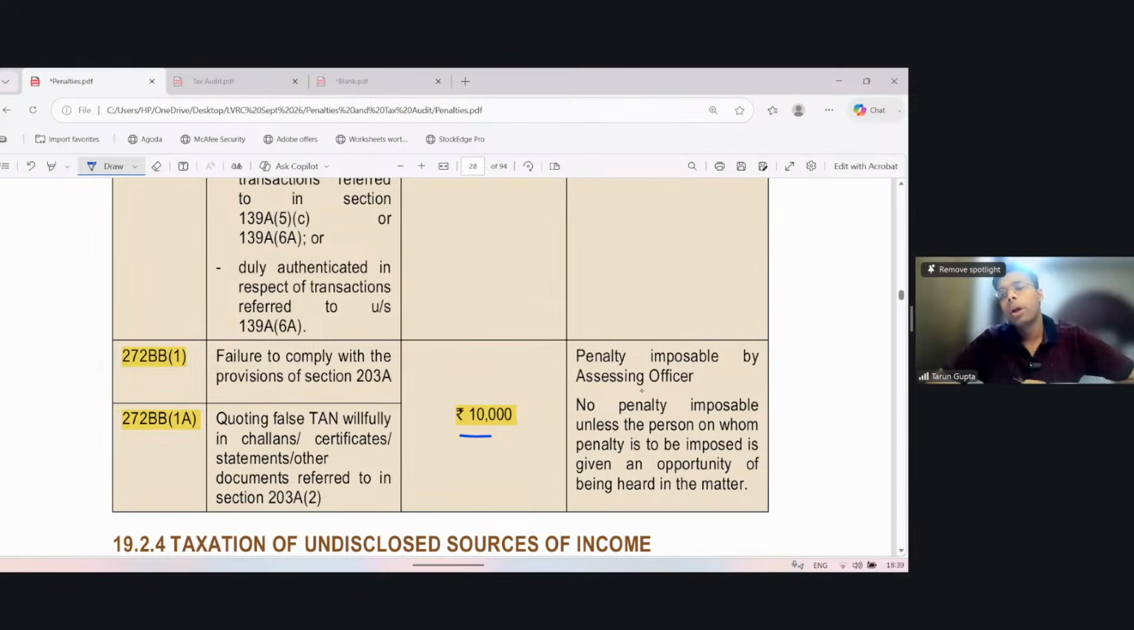So clear? These are all penalties which we study at different places. Wherever we study the PAN, we discuss the penalty under section 272B. Wherever we study the TDS statement, we discuss the penalty related thereto. In case of search also, we discuss the penalty. In case of transfer pricing, we discuss the penalties. So all these penalties are discussed in different places in the study modules. But here we have aggregated them. We have shown the complete penalty list so that you can revise it easily.